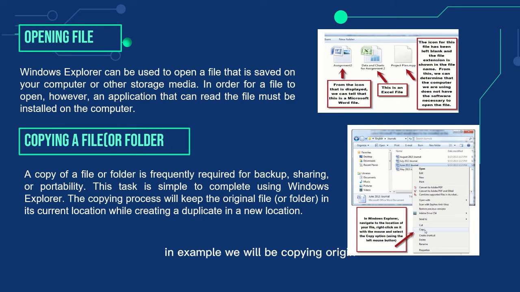In our example, we will be copying our June 2013 journal file from the hard drive of the computer, the C drive, and pasting it in a removable flash drive, the F drive.